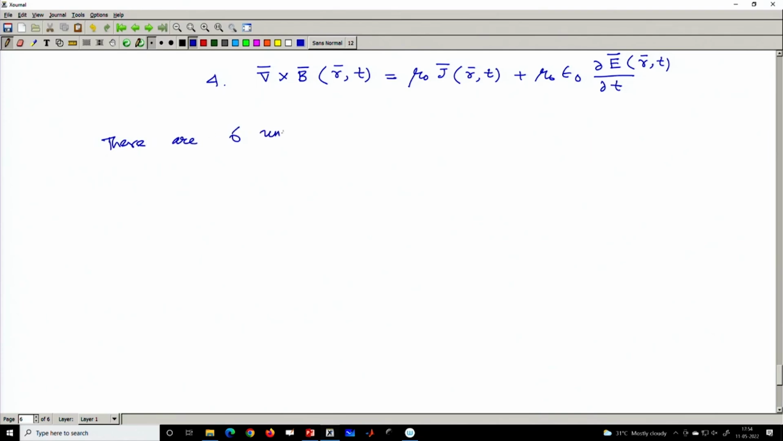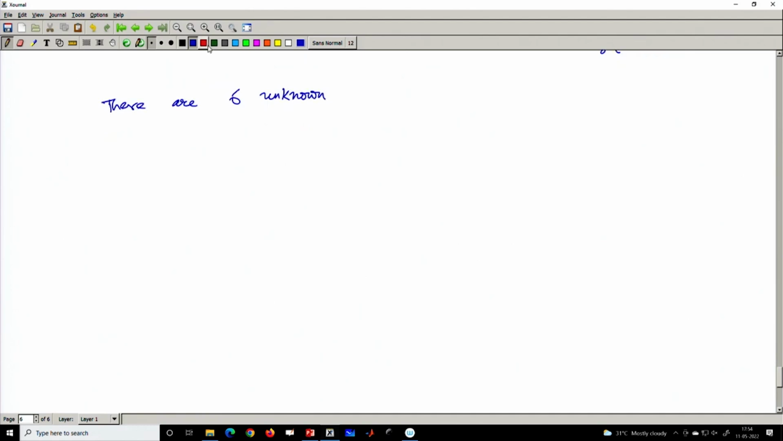Six unknowns, and these 6 unknowns are essentially Ex, Ey, Ez, that is one set, and another is Bx, By, Bz, these 3. So, this is 3 plus this is 3. So, total 6 unknowns are there.